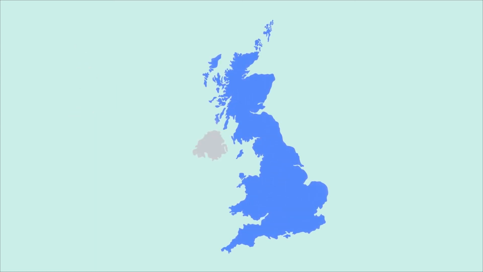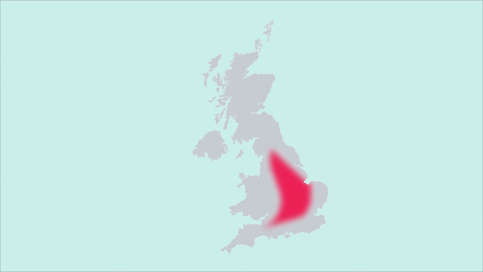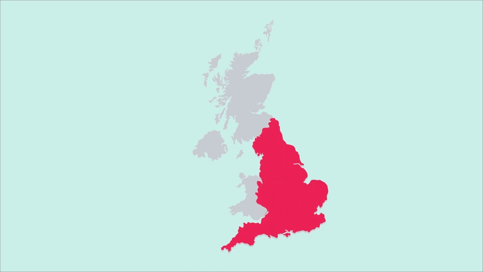In a nutshell, Great Britain is an island, England is a country on the island of Great Britain, and the United Kingdom is a sovereign state made up of the countries of England, Wales, Scotland and Northern Ireland. And hence we conclude our topic.